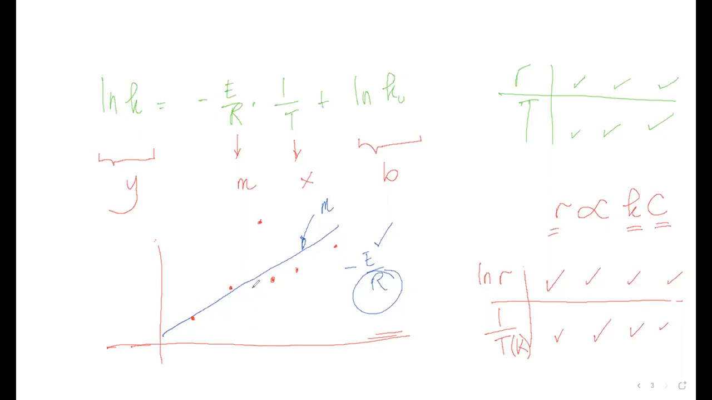You just use the best fit line. Get the slope of that best fit line, that will point out to you the activation energy. Get the y-intercept, that will give you the frequency factor, the k sub o. Then you also see the value of R when you get the best fit line.